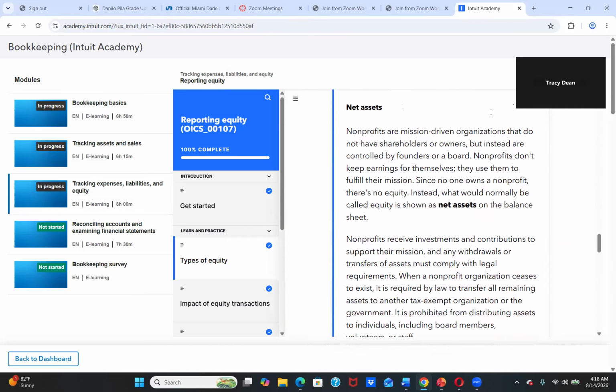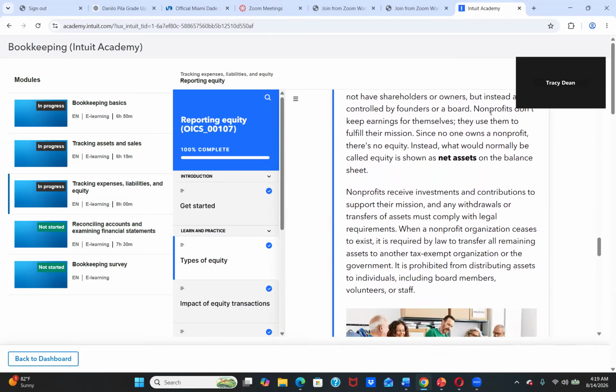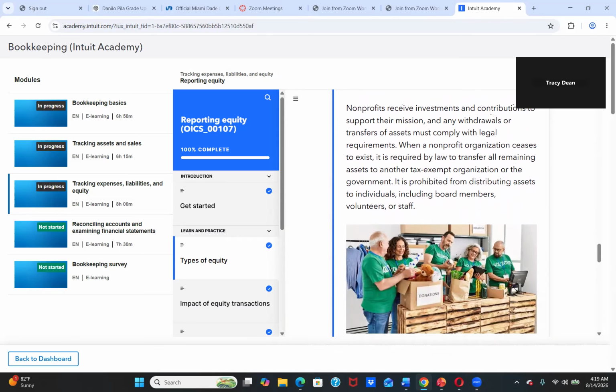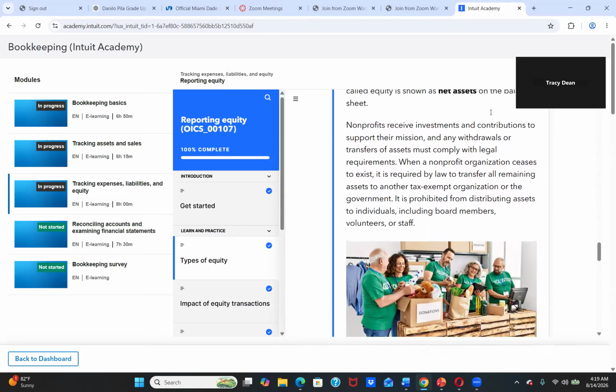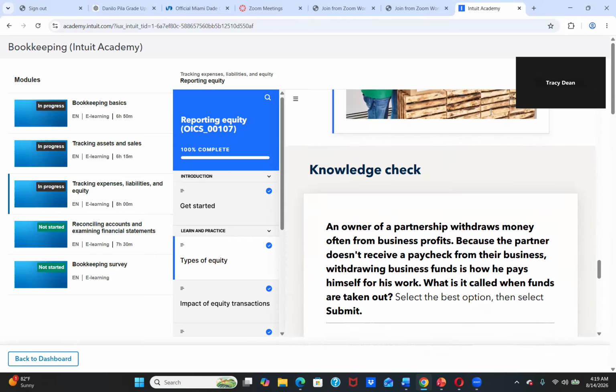Next thing, please understand what they call net assets. So, nonprofits. In a nonprofit, no one owns a net profit, so there's no equity. So what you'll see is net assets on the balance sheet. And nonprofits receive investments and contributions to support their missions.